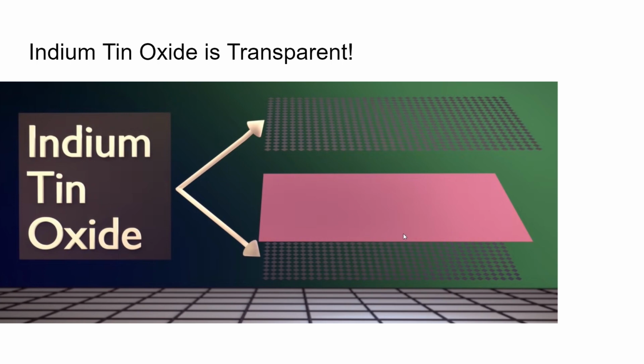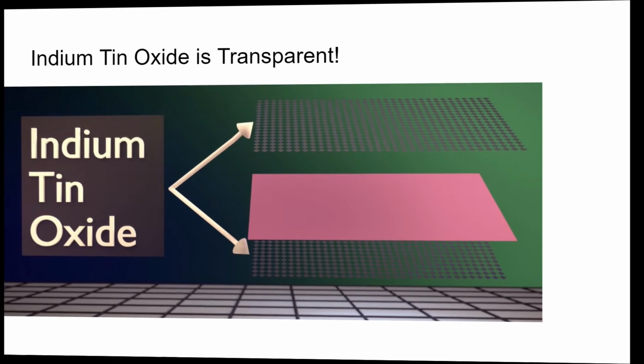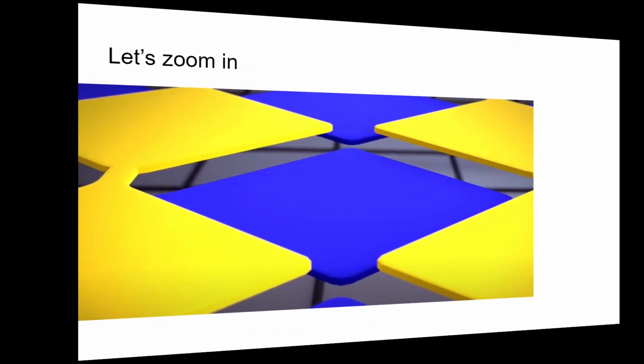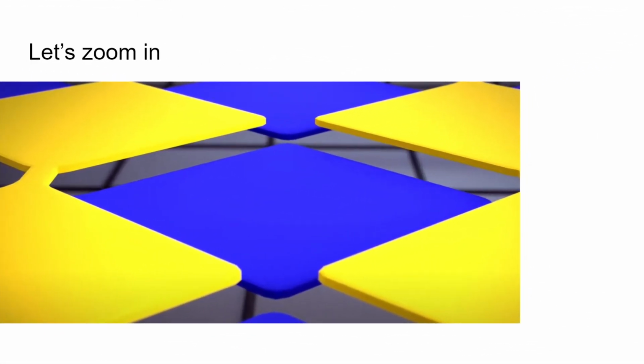The pink material is the opposite of that. It doesn't conduct electricity, so it doesn't let electrons through. Let's zoom in. When you zoom in clearly, you can see I've colored the bottom grid blue and the top grid yellow.